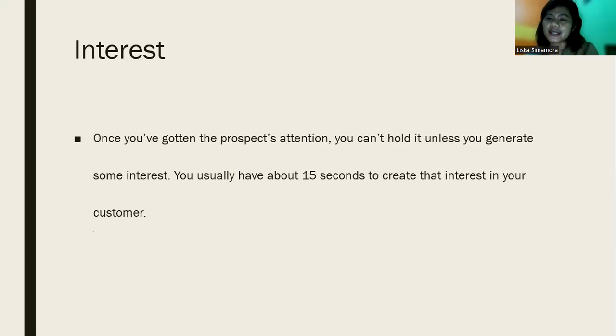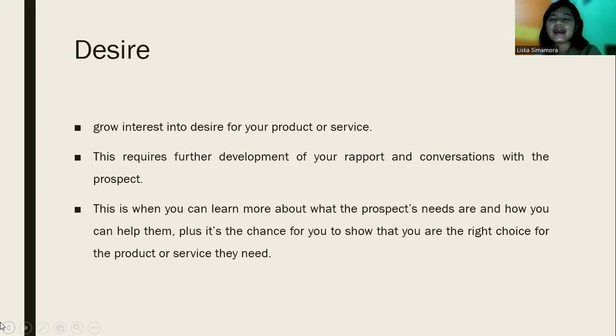From the attention, when somebody has attention, there comes interest. Once you've gotten the prospect's attention, you can't hold it unless you generate some interest. You usually have about 15 seconds to create that interest in your customer. So first impression, attention, and interest. And then that interest turns to create desire.